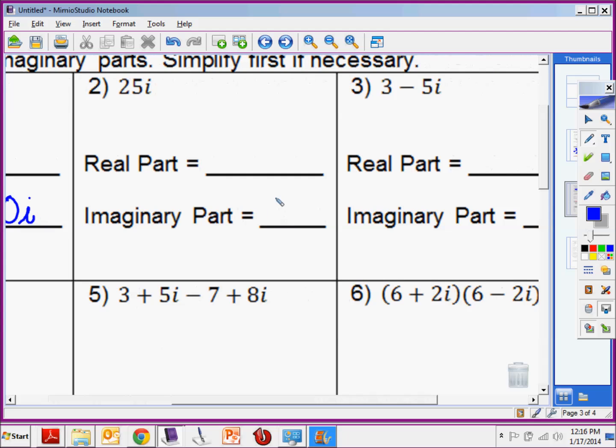Alright, 2. How can I write this into a problem? 0 plus 25i. There we go. 0 and then 25i. Beautiful.